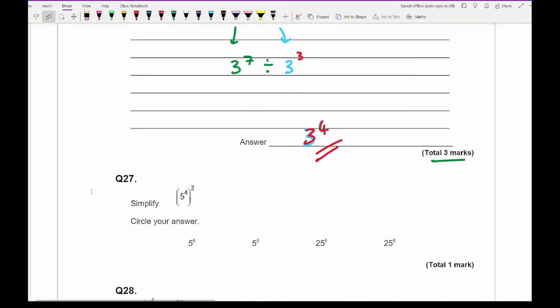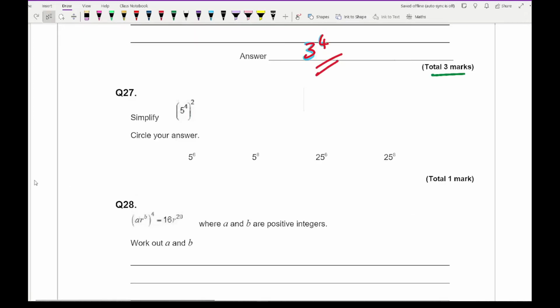So then the next one, question 27, here we've got brackets. Now remember, when you've got brackets, you multiply the powers. So it's 5 to the power of 4 times 2, which is 8. So it's going to be our second option.